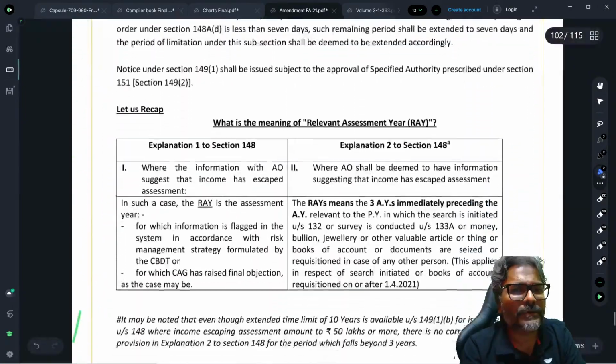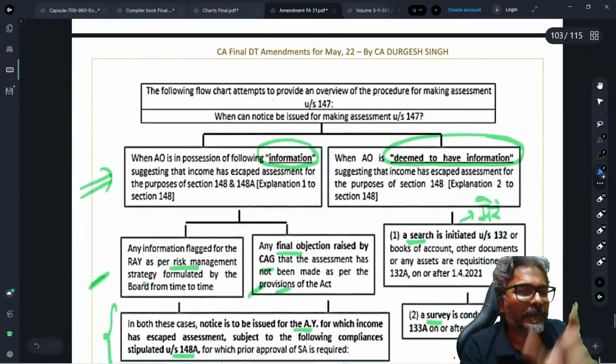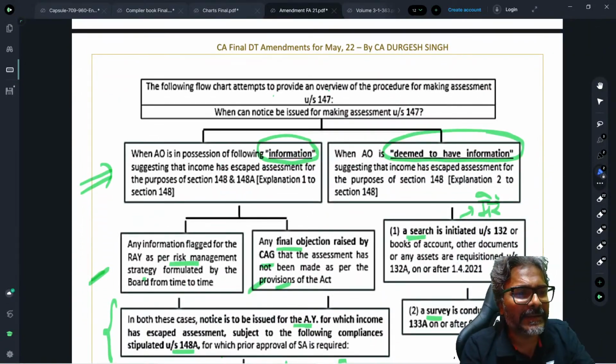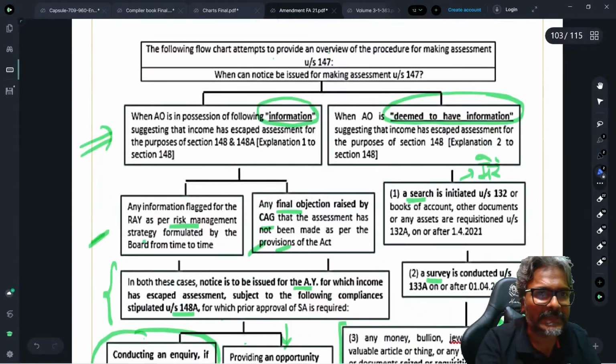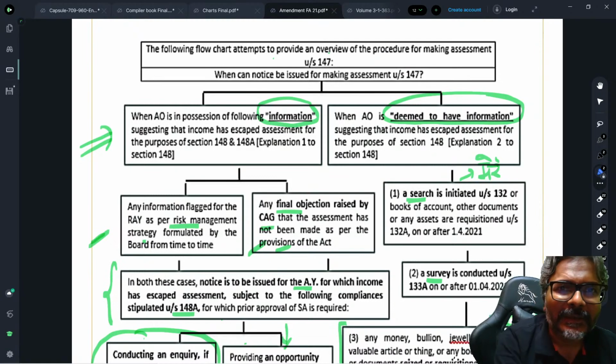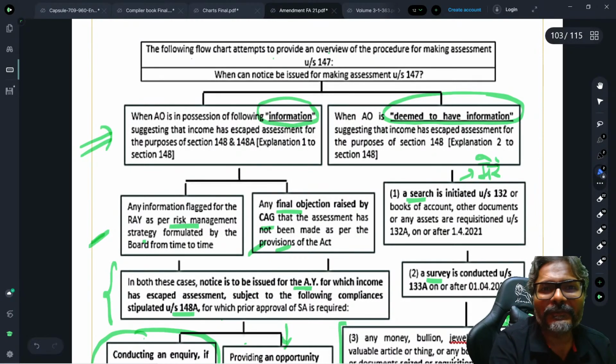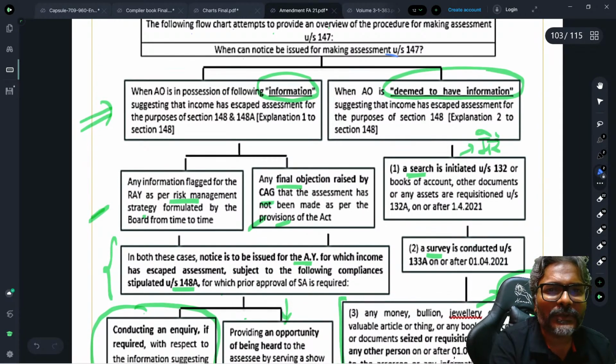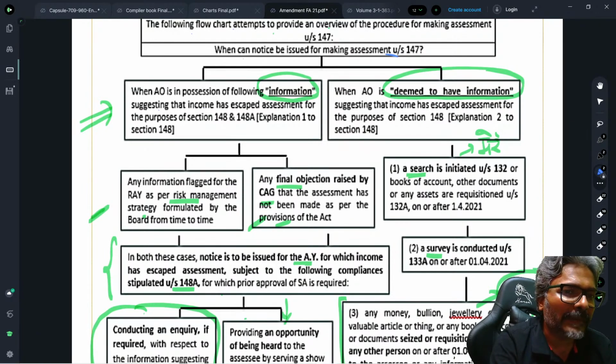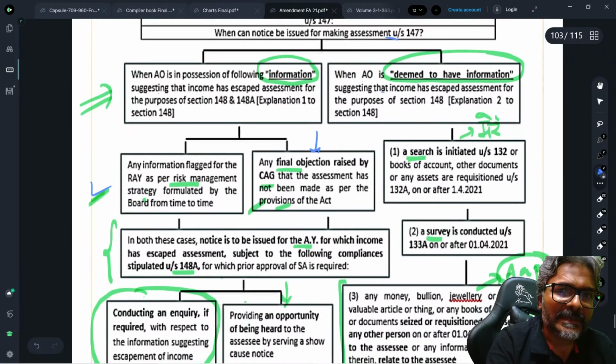Now the last point, students, is this, which is very important. The missing link, students, in the entire thing, there is one thing which is an odd man out. Have you noticed this one? The last one, students, this is a chart which I'll do and we'll close it. The following flow chart attempts to provide an overview. Section 147: the AO is in possession of the following information, suggesting that the income has escaped. The information is of two types, as per risk management and as per the CAG. But at the same time, the AO is having deemed information, suggesting that the income has escaped assessment for the purpose of 148.